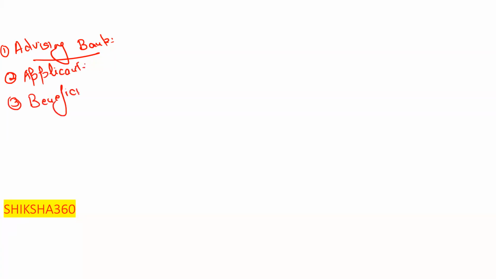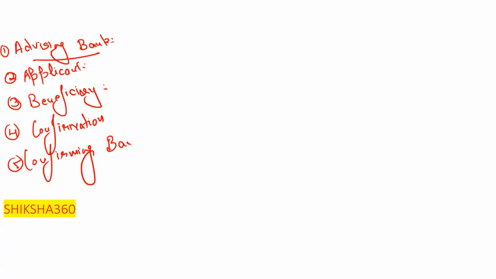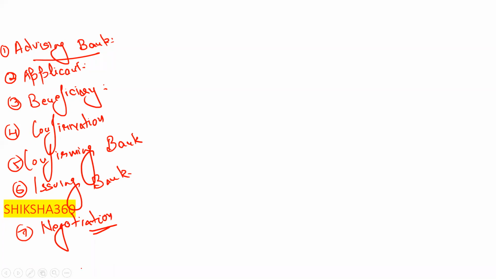Now the next thing which we have to discuss is some other important terms. First one is advising bank. So you can write side by side what that is. First of all, I will write all the terms. Second one is applicant. Third one is beneficiary. Fourth one is confirmation. Fifth one is confirming bank. Sixth one is issuing bank. Seventh one is negotiation.